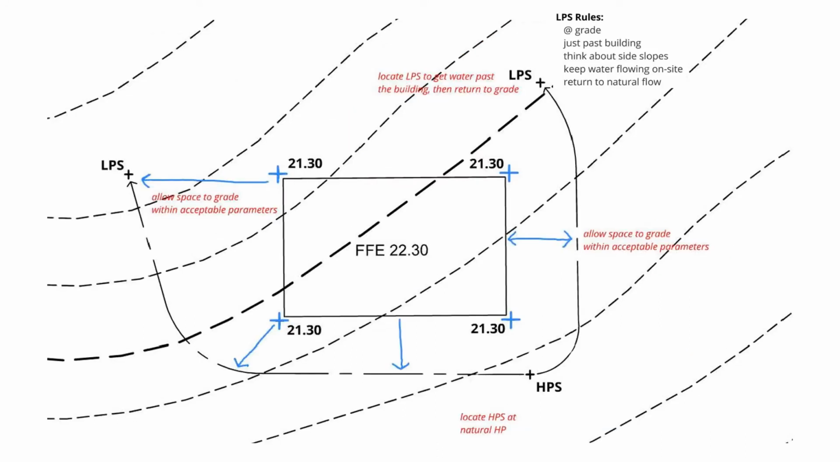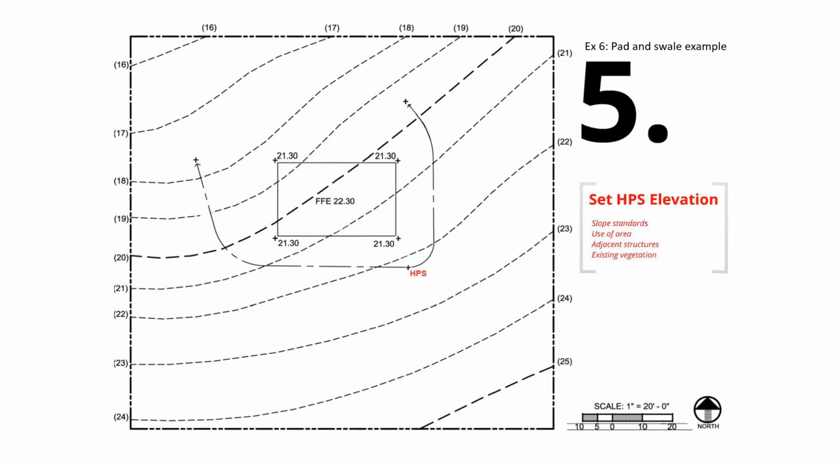So here is just a handy summary of general principles that we just went through when locating your swale center line. Next, we move forward to set the elevation for the HPS.